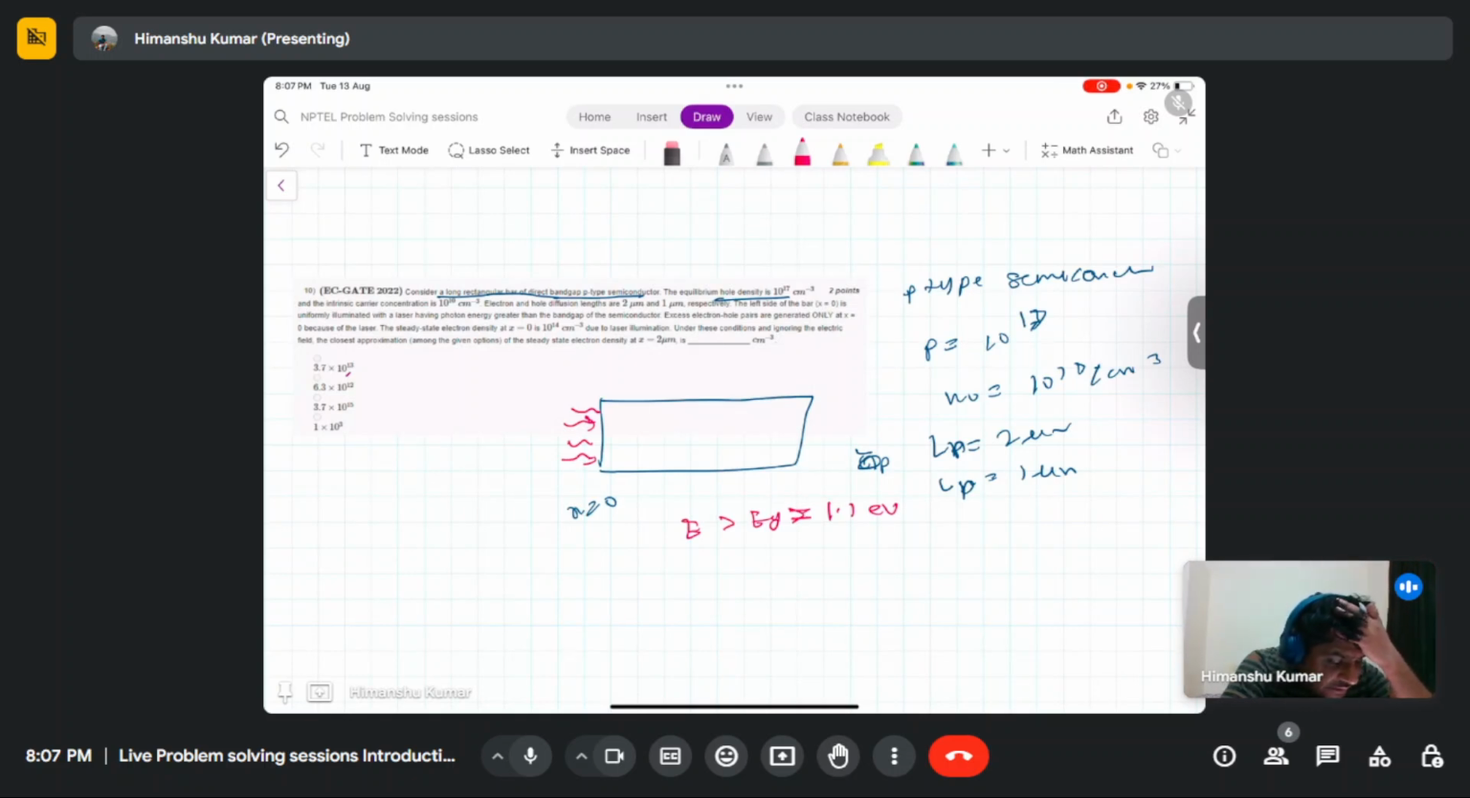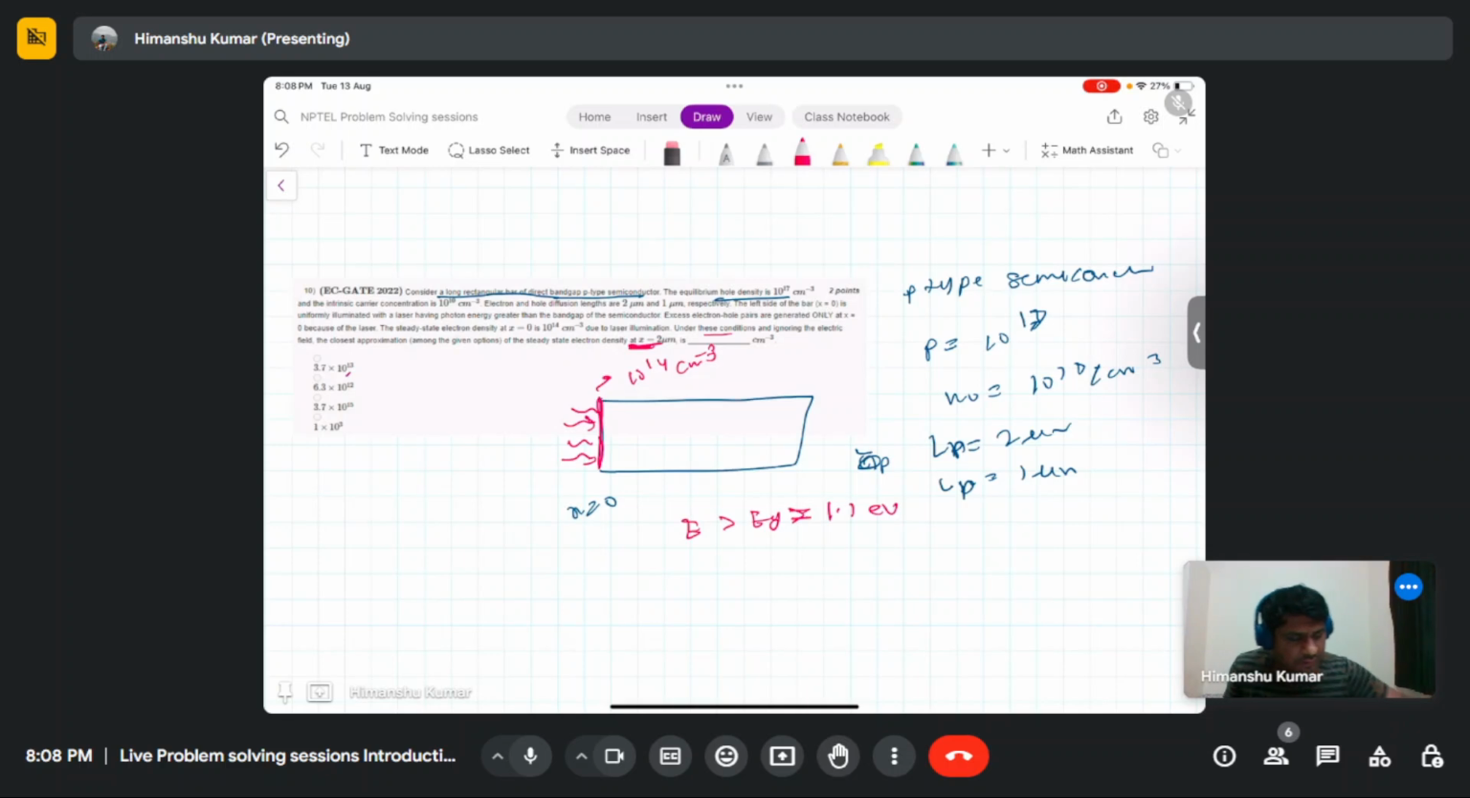Excess electron-hole pairs are generated only at x equals 0. So only at this interface are excess carriers generated because of the laser. The steady state electron density at x equals 0 is 10 to the power 14 per centimeter cube. Under these conditions, ignoring the electric field, the closest approximation of the steady state electron density at x equals 2 micron is how much?